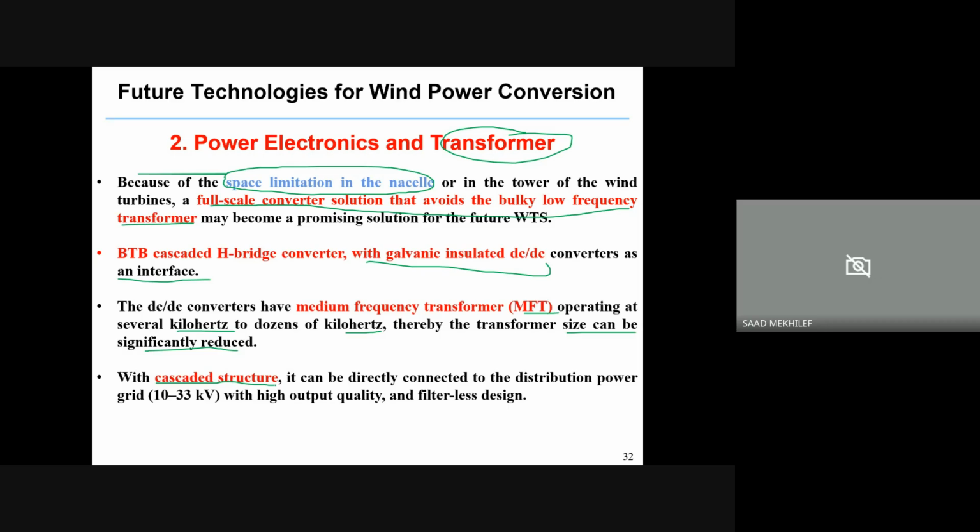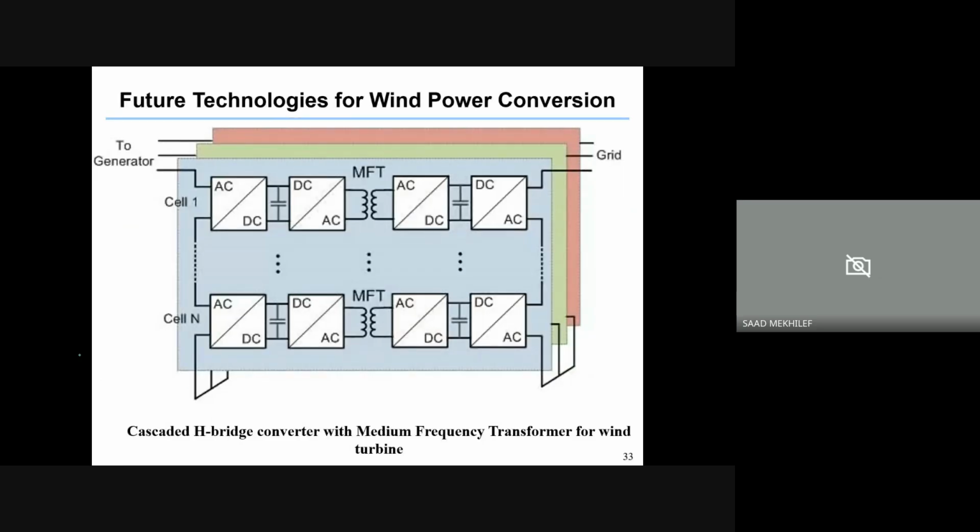So these are the good things about these new topologies, which are cascaded. If you cascade them, you can increase the voltage level, and then you can connect directly to the 33 kV grid line.